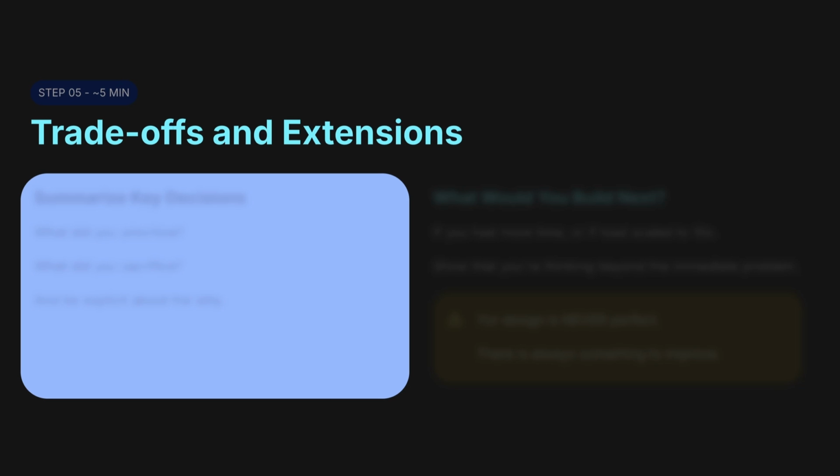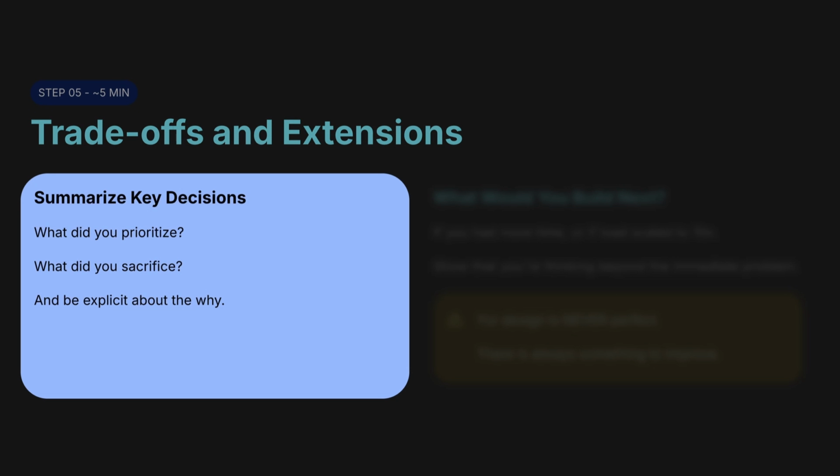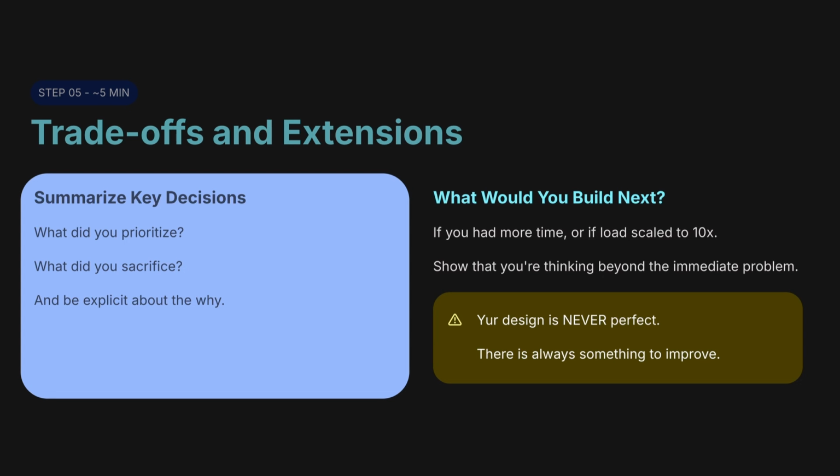So this might be an open-ended question, like whether you can spot some things that can be improved in the system. You usually wrap up by summarizing the key decisions you made, what you prioritized for this system, what you sacrificed, because it's always about trade-offs in system design. And you should always be explicit about the why behind the sacrifices. And this part is also to see whether you will propose some possible extensions for the future.